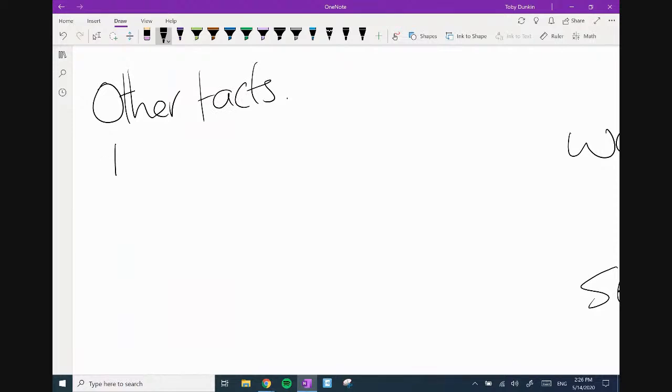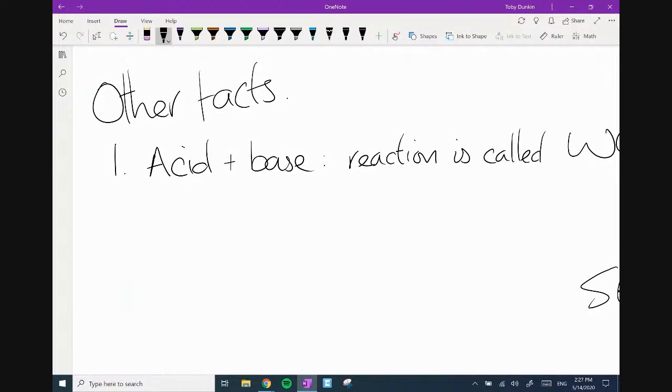Number 1, acid plus base. This reaction is called, can anyone remember? Fill in the blank for me on the chat. Number 2. Reaction is called blank. Next, we do need neutralization. Thank you, Booming. Neutralization.